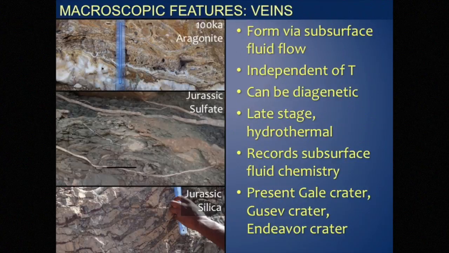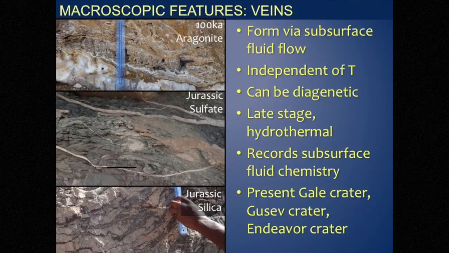So another feature that is very common both on Mars and on Earth, and this is really just forming from subsurface fluid flow. It doesn't necessarily need to be a spring deposit, but certainly diagenetic fluid flow. It's independent of temperature, and it can be any mineralogy. But this is, like I said, diagenetic.